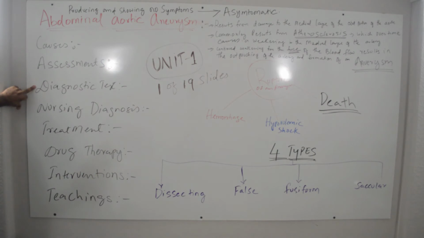The diagnostic tests for abdominal aneurysm are abdominal CAT scan showing aneurysm, abdominal ultrasound, arteriography shows aneurysm, chest x-rays show aneurysm, and the ECG differentiates aneurysm from MI. Okay? What are some other nursing diagnoses? Acute pain, anxiety, ineffective tissue perfusion, risk for deficient fluid volume.